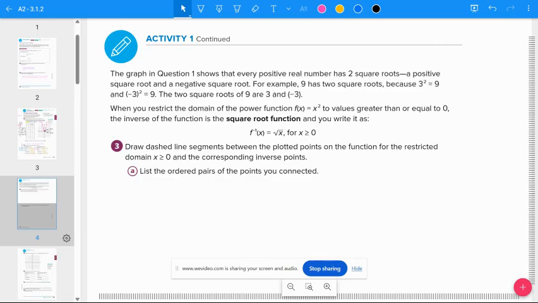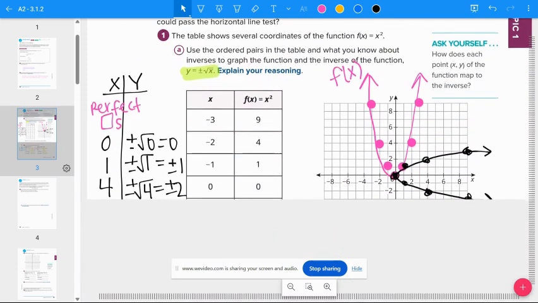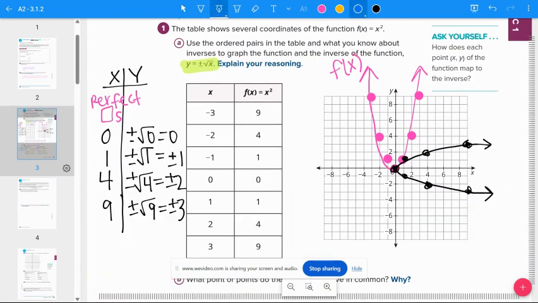So if we were to connect points, all we're doing is switching things up. If I drew a line to connect points that are inverses of each other, my original pink point was 2, 4. And in the inverse, it became 4, 2. Equally up here at the top, it was 3, 9. And the inverse became 9, 3. All we did was switch our x and our y values like we did in the front.